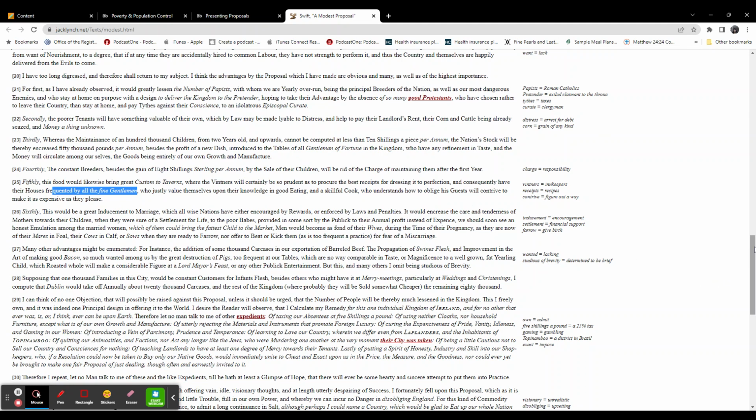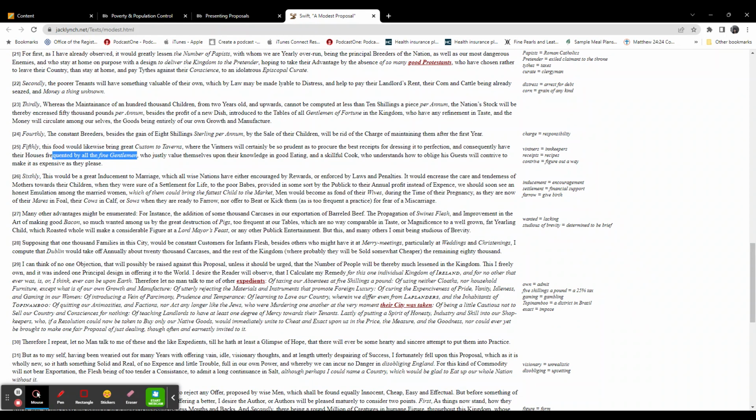Sixthly, this will be a great inducement to marriage, which all wise nations have either encouraged by rewards or enforced by laws and penalties. It would increase the care and tenderness of mothers towards their children when they were sure of a settlement for life to the poor babes, provided in some sort by the public to their annual profit instead of expense. We should soon see an honest emulation among the married women, which of them could bring the fattest child to the market. So now we're talking about competition.